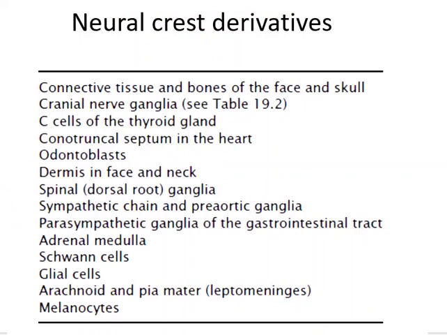The derivatives of the neural crest cells include connective tissue and bones of the face and skull, cranial nerve ganglia, and cells of the thyroid gland or C cells of the thyroid gland, also the conotruncal septum of the heart, odontoblasts, dermis in the face and neck, spinal root ganglia, sympathetic chain and pre-aortic ganglia, parasympathetic ganglia of the gastrointestinal tract, adrenal medulla, Schwann cells, glial cells, arachnoid and pia mater, and melanocytes.